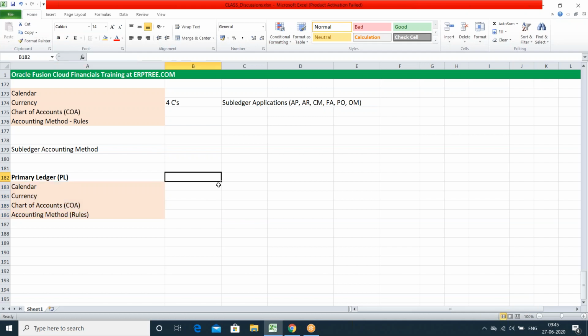No, I have seen clients having a primary ledger functional currency as USD. And the rest, they keep on setting up the secondary ledger and the reporting ledger in their local currencies. Like, for example, USD to INR, right? See, that is a reverse scenario. It's a completely reverse scenario.